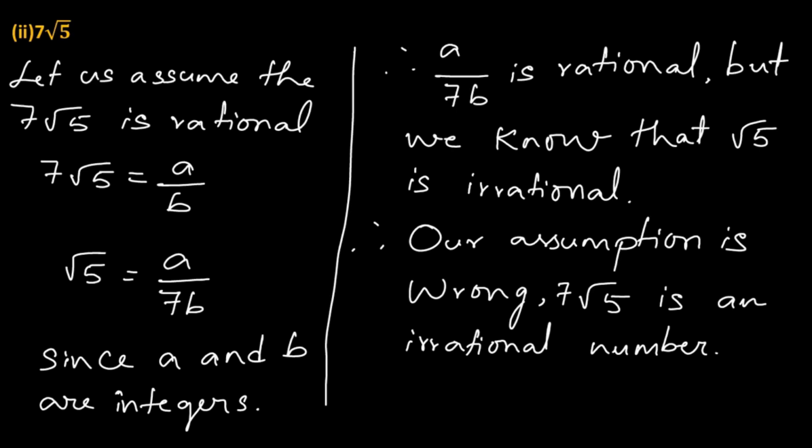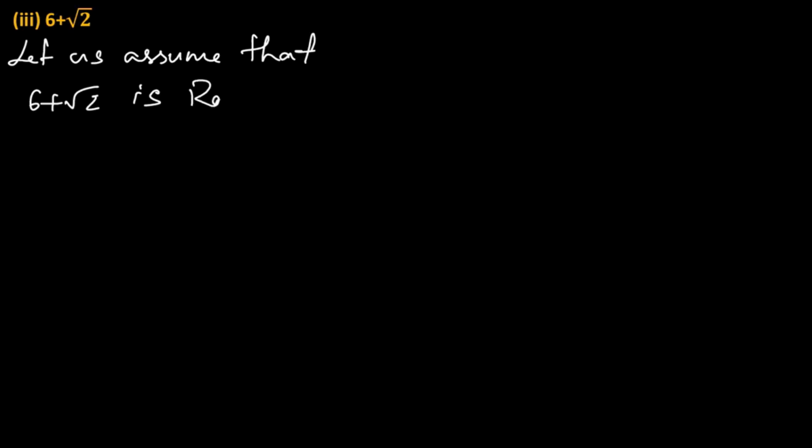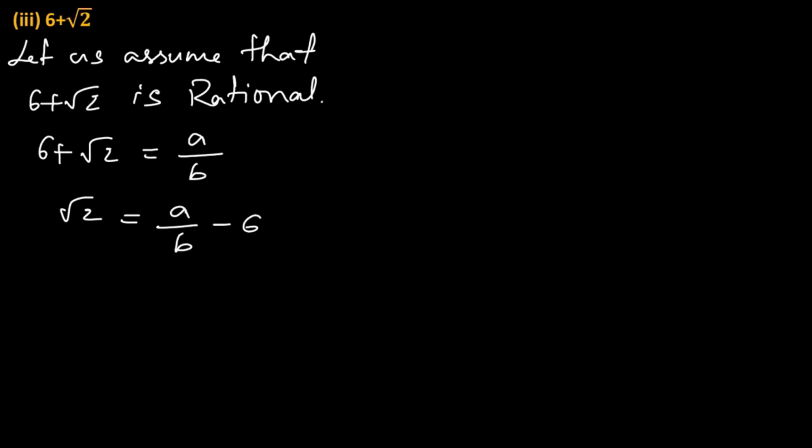So what is our next problem? 6 plus root 2. You have to prove this as an irrational number. Same procedure. Let us assume that 6 plus root 2 is rational. If it is rational, 6 plus root 2 is equal to a by b. So root 2 is equal to a by b minus 6. You can also write it as root 2 is equal to (a minus 6b) divided by b.